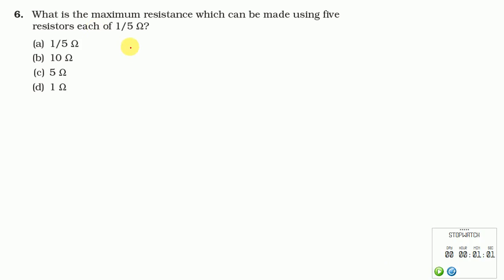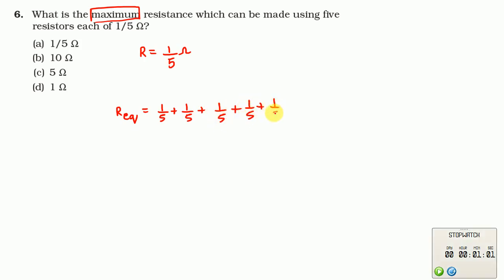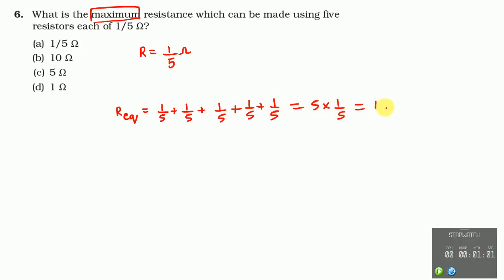Okay, let's see, you have a resistance value of 1 by 5 ohm, right? Now what you have to do is find the maximum. If you connect it in series, R equivalent equals 1 by 5 plus 1 by 5, 5 times. This means 5 into 1 by 5, which is 1 ohm. So the equivalent resistance that you are getting is 1 ohm.